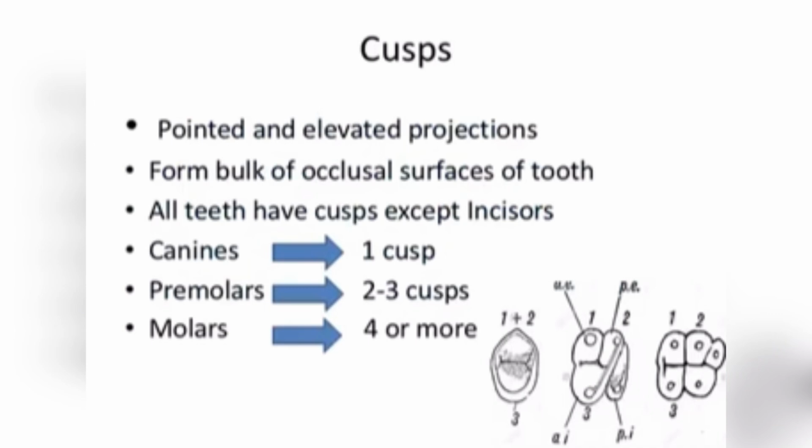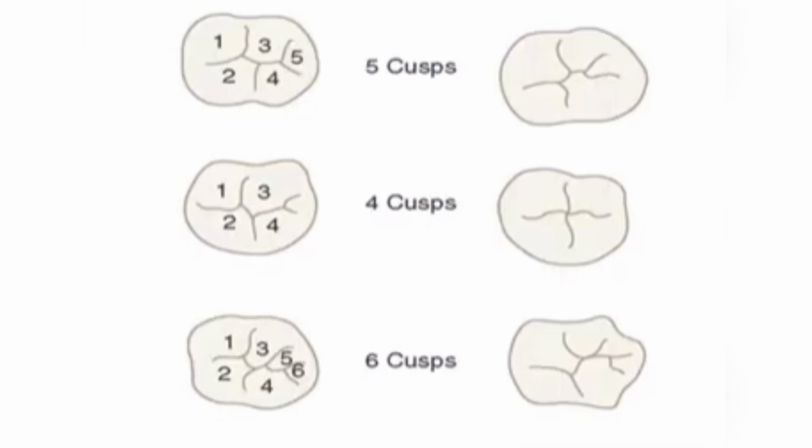Canines have one cusp, premolars have 2 or 3 cusps, and molars have 4 or more. This picture clearly shows the cusp in molar. First figure shows 5 cusps, second shows 4 cusps, and third shows 6 cusps in a molar.